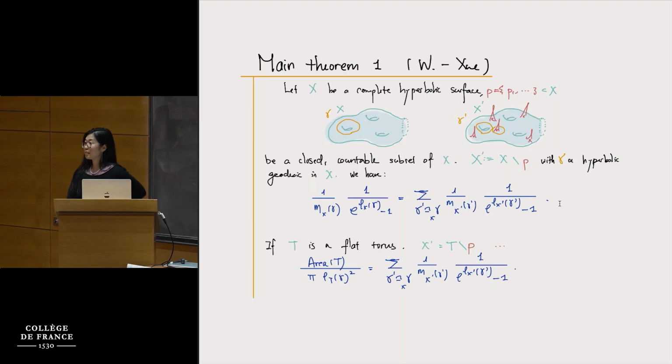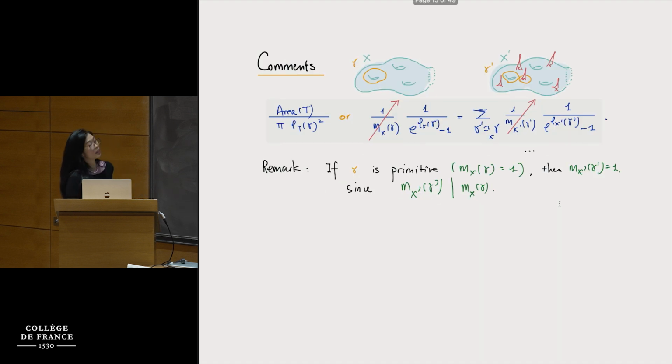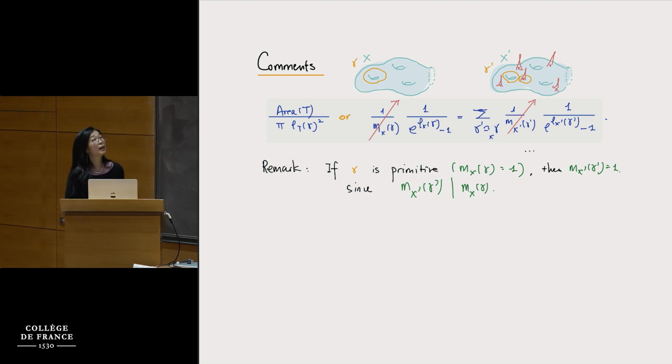Yeah, other questions about the statement? Okay, maybe one comment. This is just the same formula. If gamma is primitive, meaning m equals 1, it simplifies, this goes to 1. And this is also 1 because the multiplicity of the curve gamma prime should divide the multiplicity of gamma. It gets simpler.